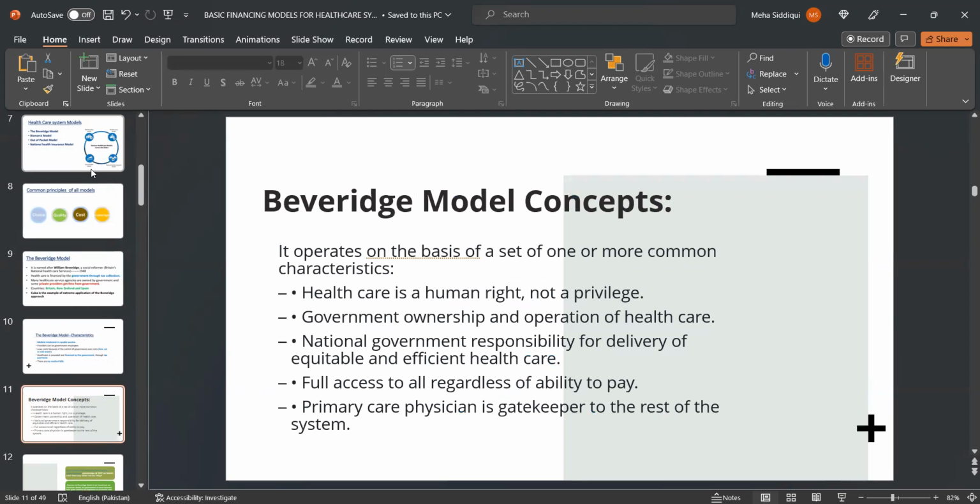The main concept behind this model is that healthcare is a human right, not a privilege. Government ownership and operation of healthcare, national government responsibility for delivery of equitable and efficient healthcare, full access to all regardless of ability to pay. Primary care physician is gatekeeper to the rest of the system.